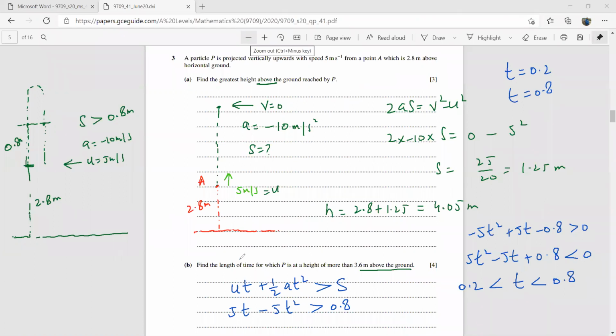So we have to give the length of the time. Okay, so that is going to be the length of the time, obviously 0.8 minus 0.2. So that is going to be 0.6 seconds. That is the time when this particle was above 3.6 meters from the ground level. Okay.